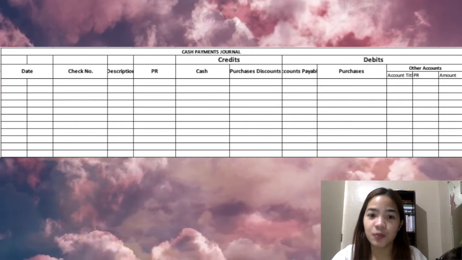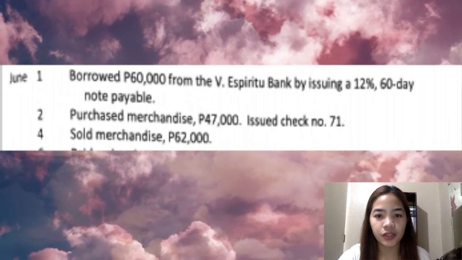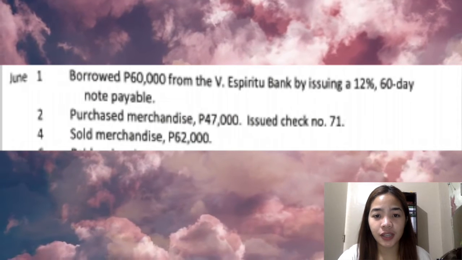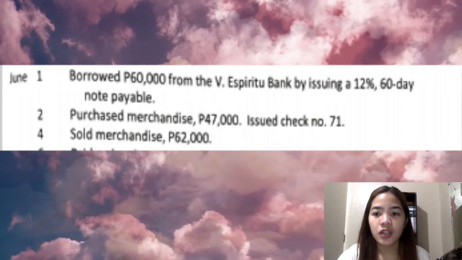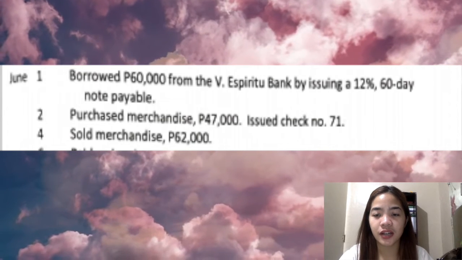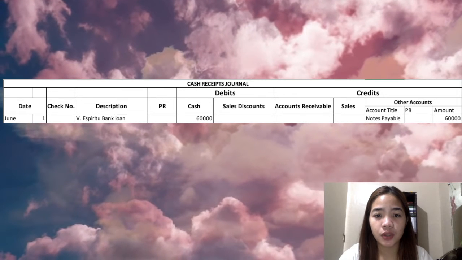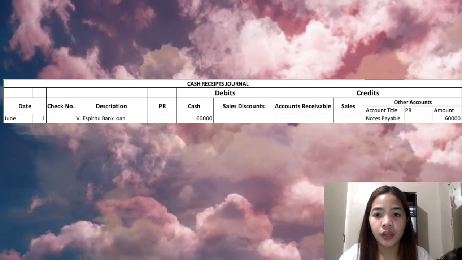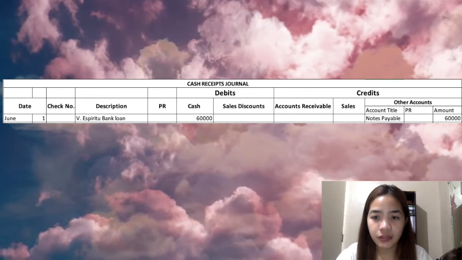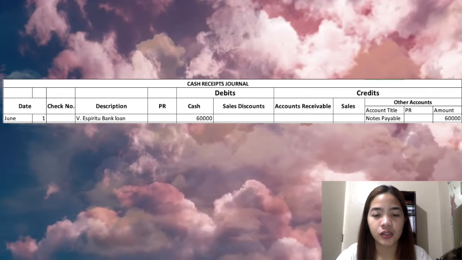And let's move on to the first transaction. June 1, borrowed 60,000 from the V Espiritu Bank by issuing a 12% 60-day note payable. So, nakatanggap tayo ng pera. In that case, ilalagay natin siya sa cash receipts journal. Date, June 1. Description, V Espiritu Bank Loan. We have a debit of cash since nakatanggap man tayo. And we have a credit of notes payable, 60,000 also.